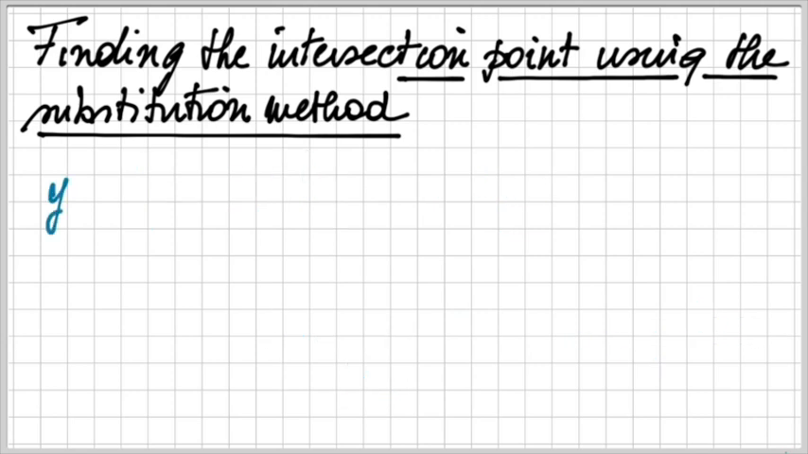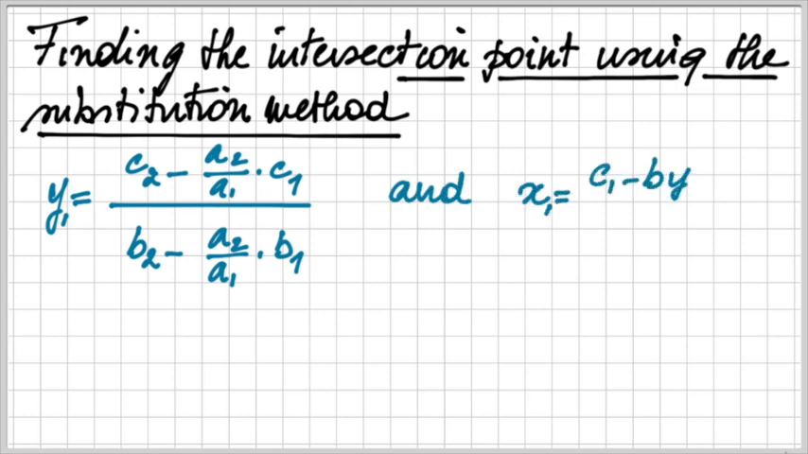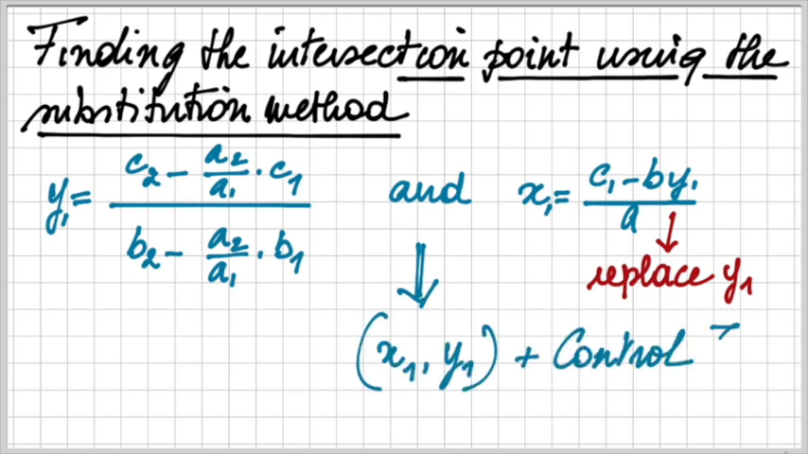The next thing we do is to put the value that we found for y into the expression for x, so we find c1 minus b1y divided by a1. We just replace the value of y that we found in this expression, and we find x1. So we replace y1 and we find the two coordinates x1, y1 of the intersection point. And now we have to apply the control to verify if we found the correct intersection point.